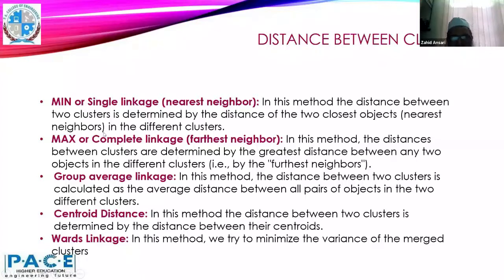Then the group average. In this, we take the distances between every point of this cluster and that one, sum them up, and divide by the number of those distances. In the centroid method, we find the centroid of the two clusters and measure the distance between the centroids. And the last one is the Ward method. In this, we choose the clusters whose merge results in the minimization of the objective function. So that is the Ward linkage.